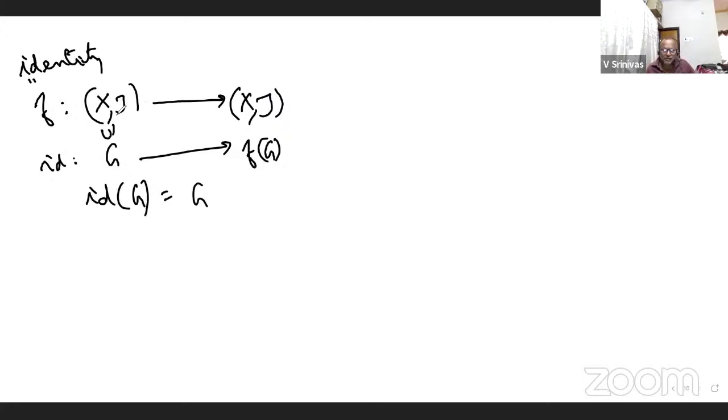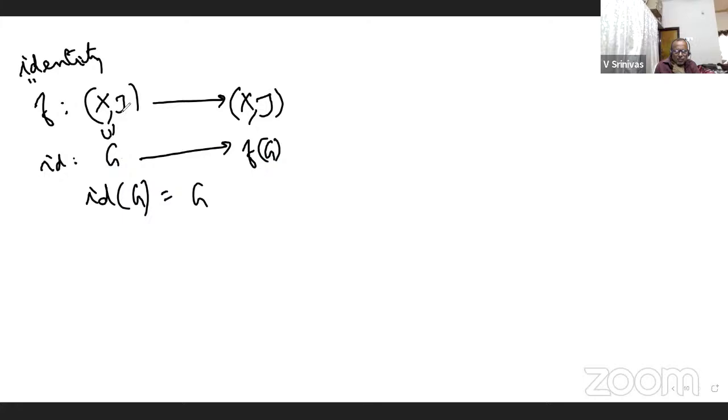Now I will take my Y also to be X comma tau, the same topological space as the codomain. Under this map, if something is open here, its image is also itself, and therefore it also will be open in the codomain topology. So this is a trivial example.